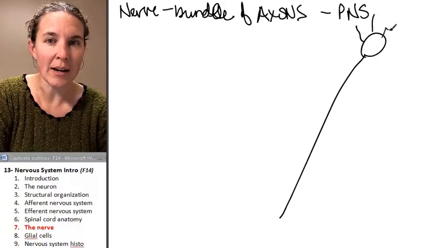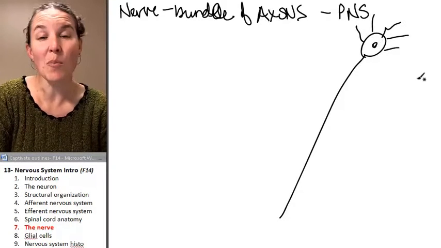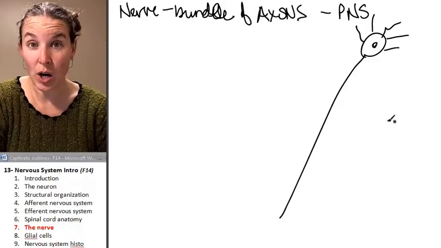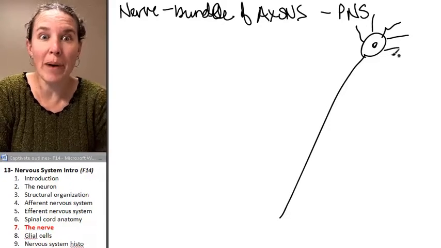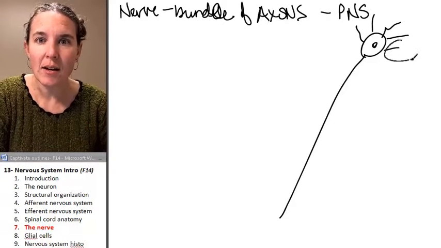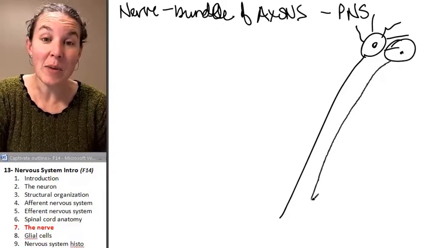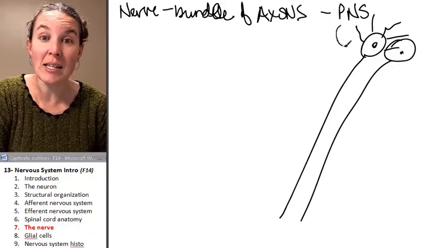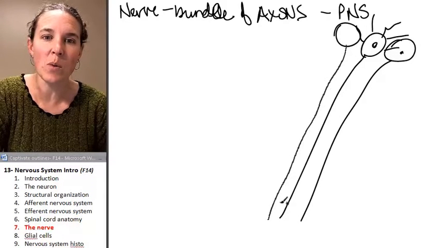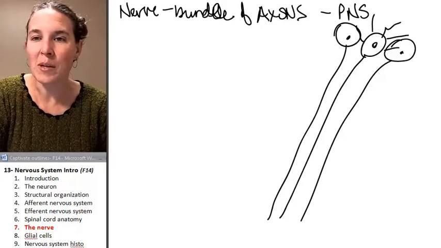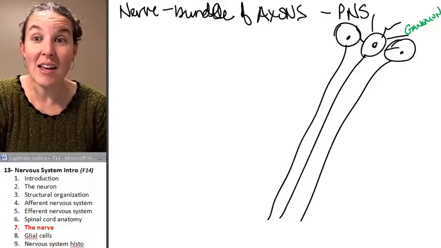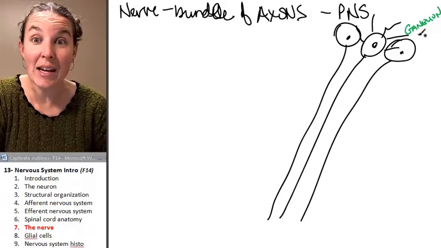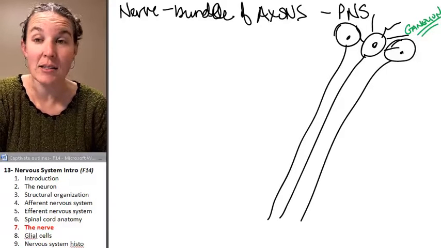Look, who's this guy? It's my cell body. Is my cell body part of my nerve? No, because a bundle of cell bodies in the peripheral nervous system is what? That would be a ganglion, like the posterior root ganglion, a bundle of cell bodies.